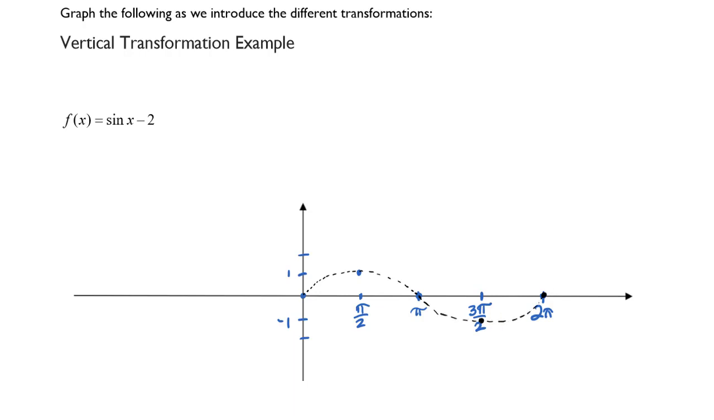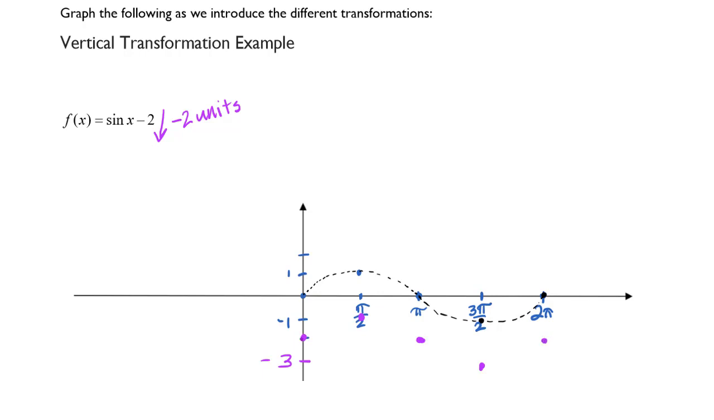All my points are getting shifted down by 2 units. So what was a 0 is now a -2. What was a 1 is now a -1. What was a 0 is now a -2. What was a -1 is now a -3. And what was a 0 is a -2.